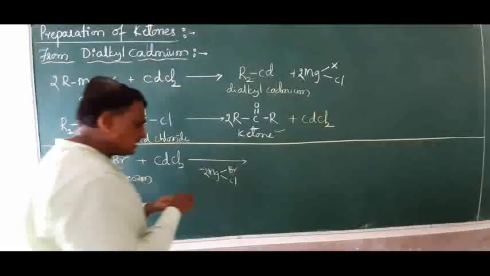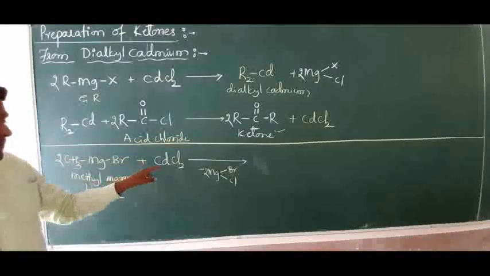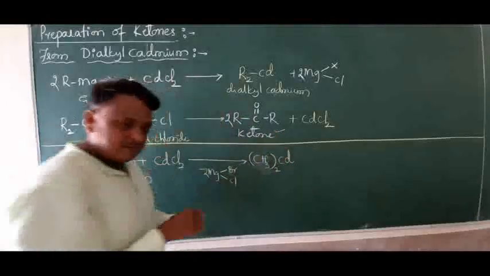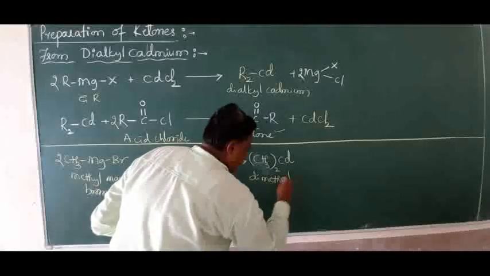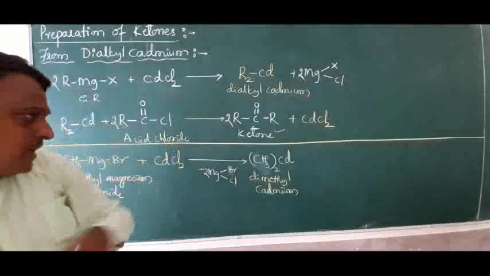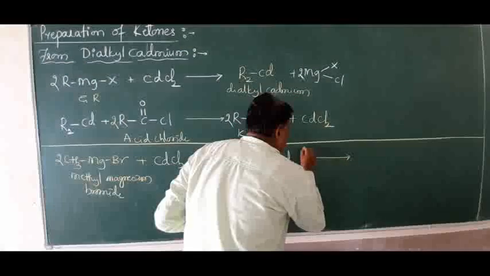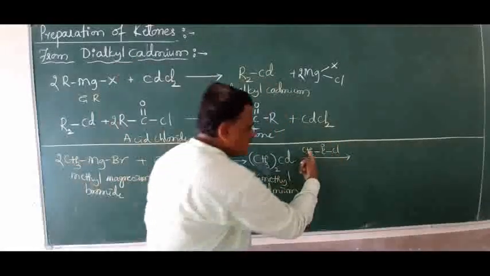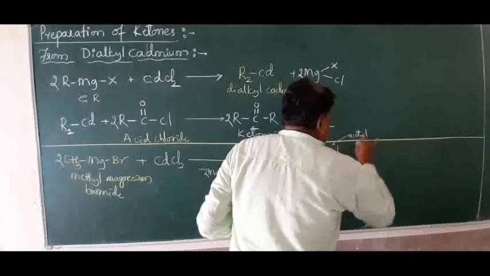What does it form? It forms R2Cd. That is, R2 means CH3 twice. The compound is CH3 twice Cd, CH3 twice, CH3 means dimethyl cadmium. And now this dimethyl cadmium is reacting in the second reaction with acid chloride. Now I can use CH3 C double bond O Cl. What is its name? Its name is acetyl chloride.